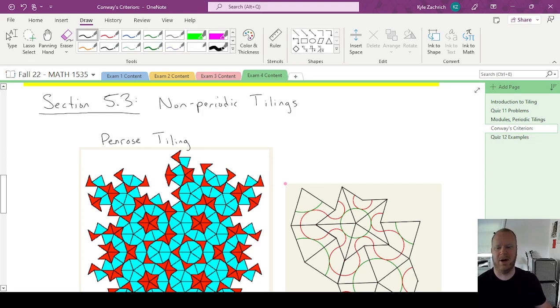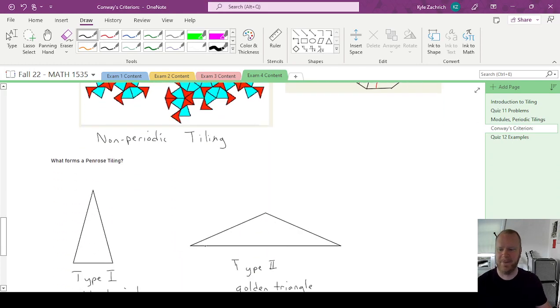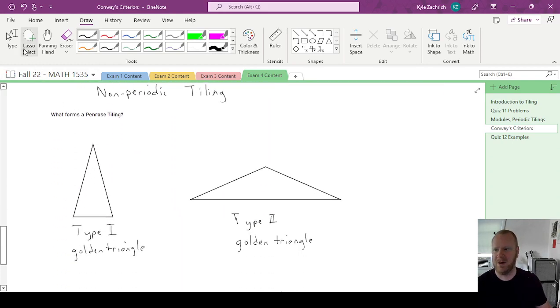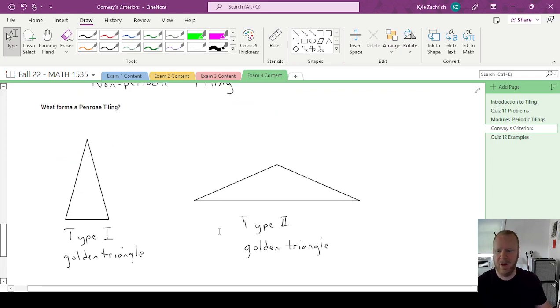That's not all you need to know about this non-periodic tiling. We want to see how we make these shapes, because these are very specific shapes, this dart and this kite. So we'll ask the question, what forms a Penrose tiling? They actually come from the golden triangles that we saw earlier. Remember, these are a type 1 and a type 2 golden triangle.